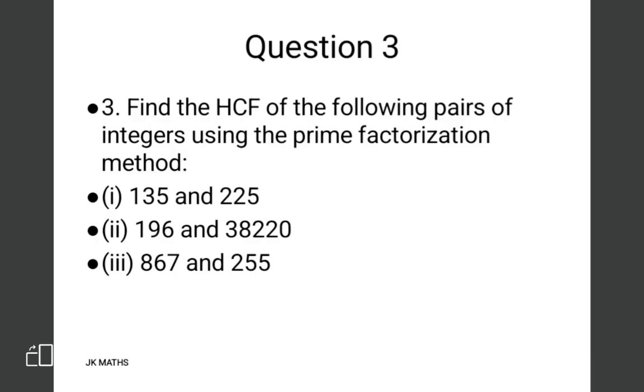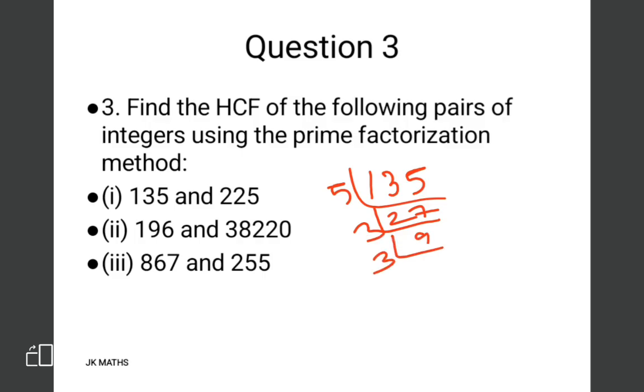So the prime factorization of 135 is: let's check the 5 table, 5 twos are 10, 5 sevens are 35. Then the 3 table, 3 nines are 27, 3 threes are 9. Okay, this is the prime factorization. Now let's do 225. For 225, let's take the 5 table.